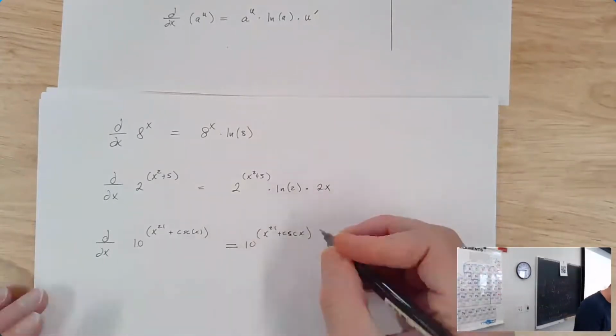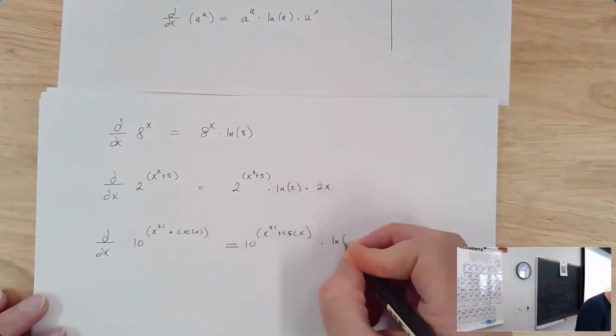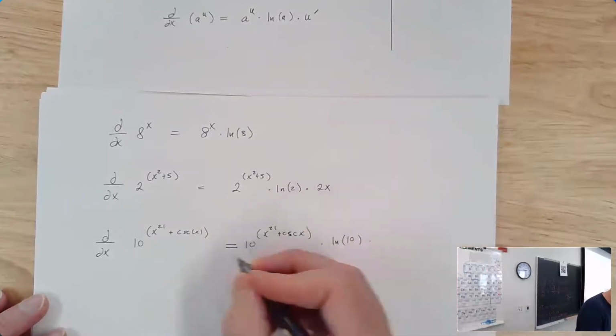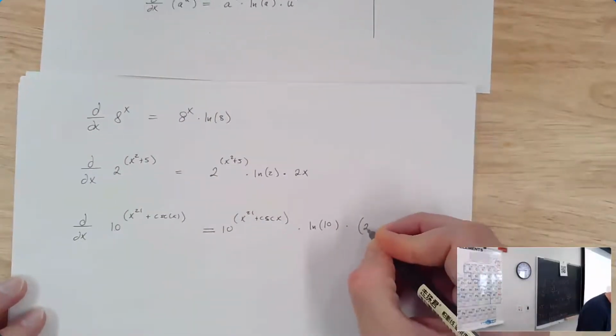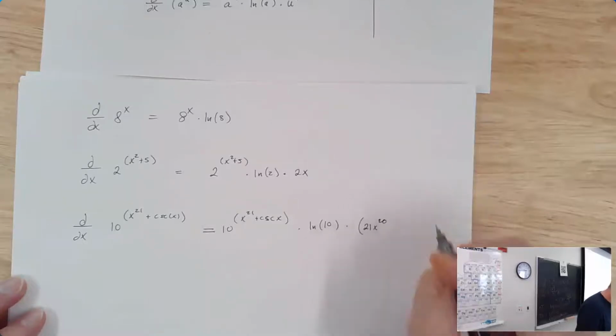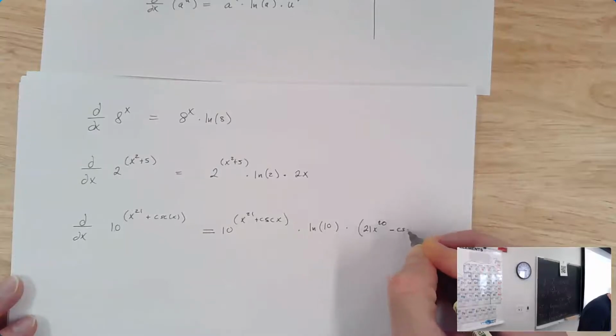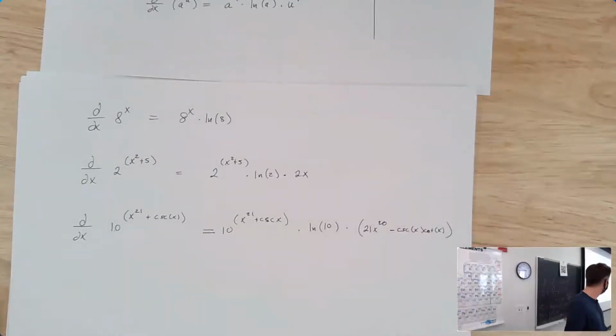So it's 10 to the stuff. I'm going to have a natural log of what? 10. And then the derivative of all this stuff, which is 21 times x to the 20th. And the derivative of cosecant of x is negative cosecant of x, cotangent of x.